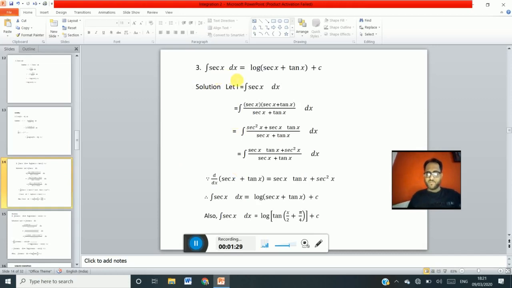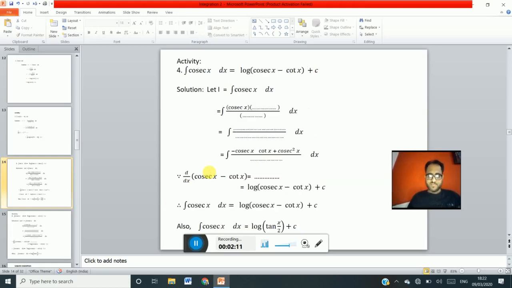So the integration of sec x dx equals log of sec x plus tan x, right? So let I be the integration of sec x dx. Here we multiply and divide by sec x plus tan x, okay? Then sec into sec, sec square, plus sec into tan, right? Now if you see, this is the standard form because the derivative of sec x is sec x into tan x, and the derivative of tan x is sec square x. So the derivative of sec x plus tan x is sec x into tan x plus sec square x, like this, right? So this is the standard form, and therefore the result is log of sec x plus tan x, or another result of the integration of sec x is log of tan of x by 2 plus pi by 4 plus c. This is another result, right?